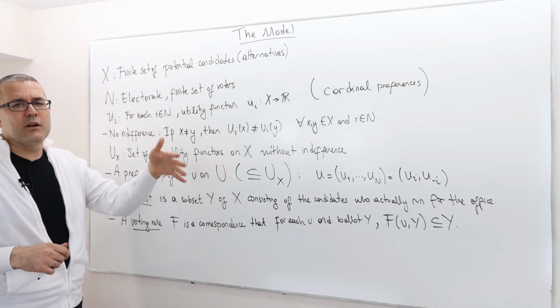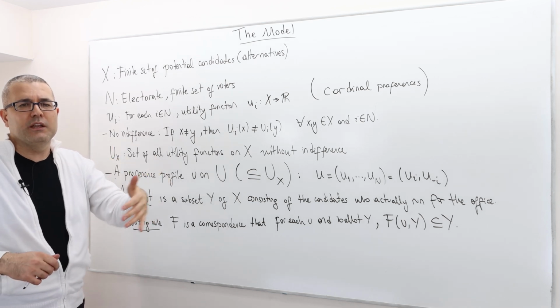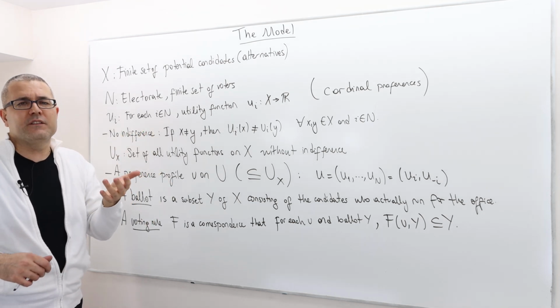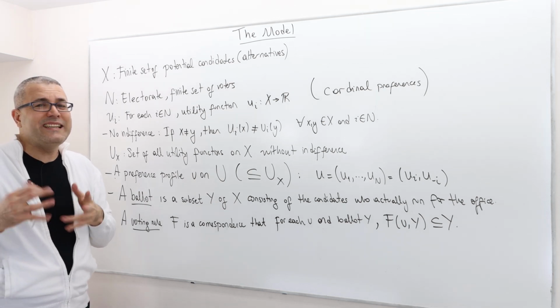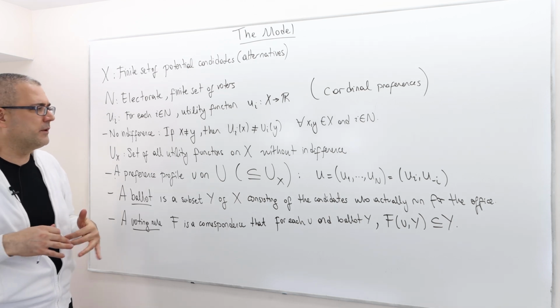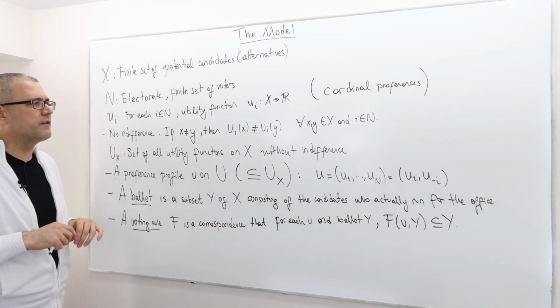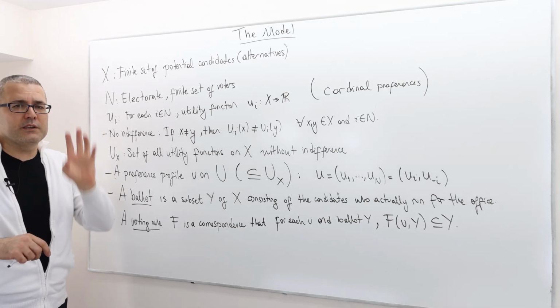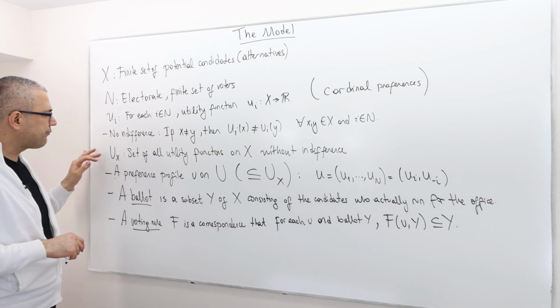Everything we define here will work eventually if we allow indifference, but the notation would be a bit more detailed, and we would need to be a bit more careful with some of the arguments. So for simplicity, we assume that there's no indifference. All the voters rank the candidates strictly.